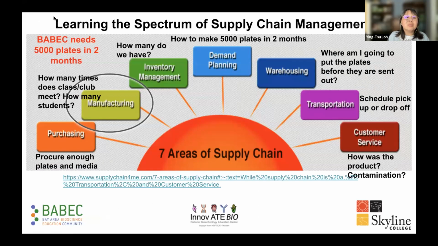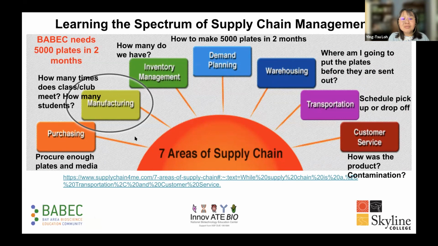And here's an example that I thought was really good about learning the spectrum of supply chain management. As an example, we tell our producers, we need 5,000 plates of LB agar in 2 months. So then they have to think about the demand planning. How do you make 5,000 plates in 2 months without a plate pourer? Luckily, we do have Skyline with a plate pourer now.